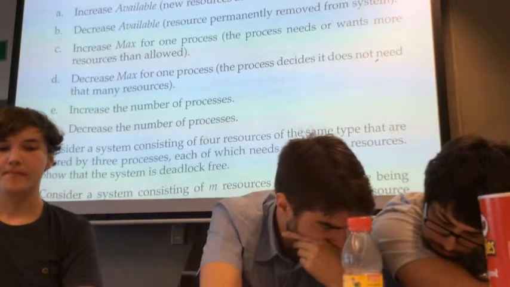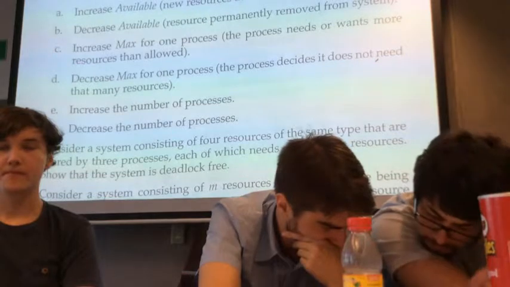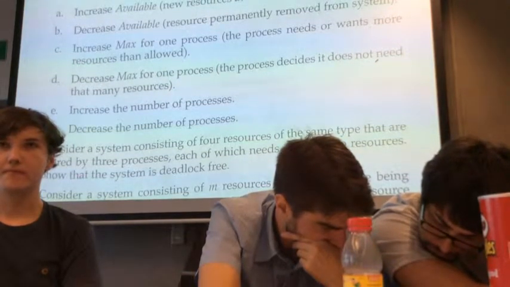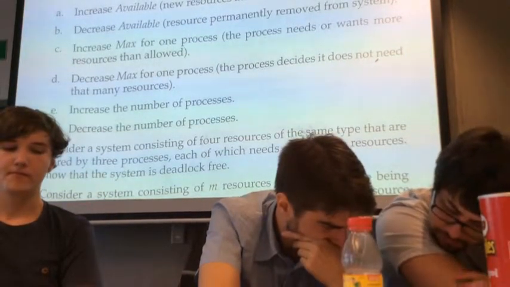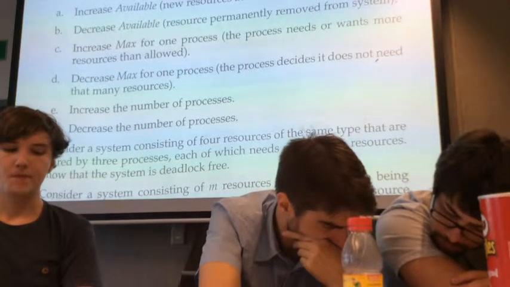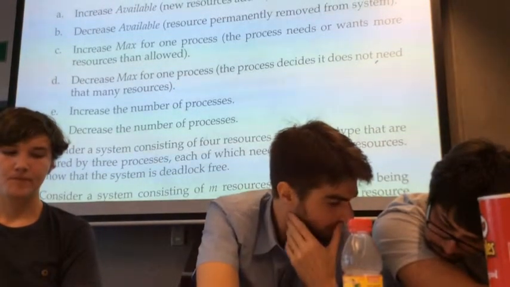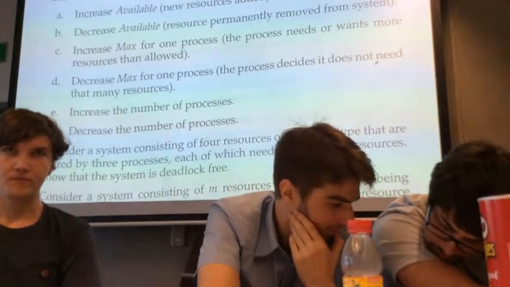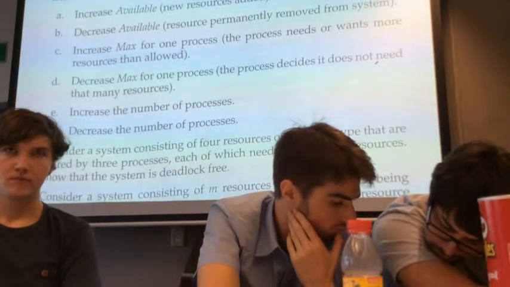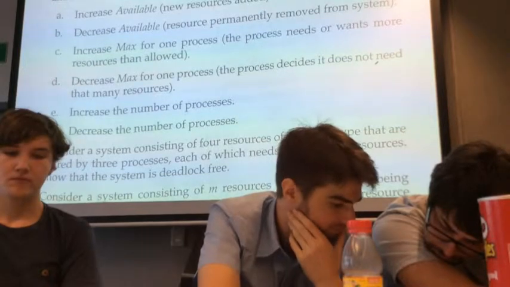Rightio. So the short answers were: increase new resources, not a problem. Decrease resources, that is a problem. Increasing the max for one process, that is a problem. Decreasing the max for one process, that's not a problem. Increasing the number of processes, not a problem. And decreasing the number of processes, not a problem.